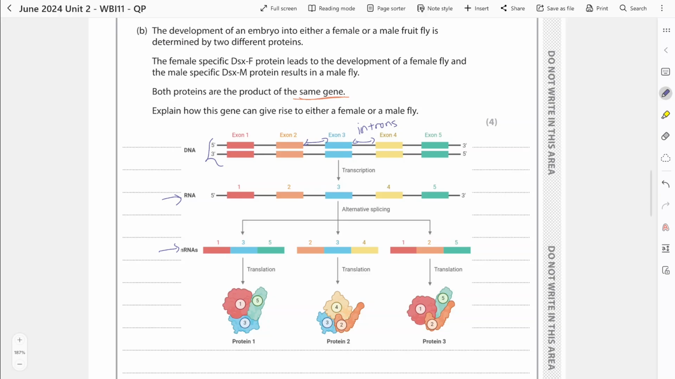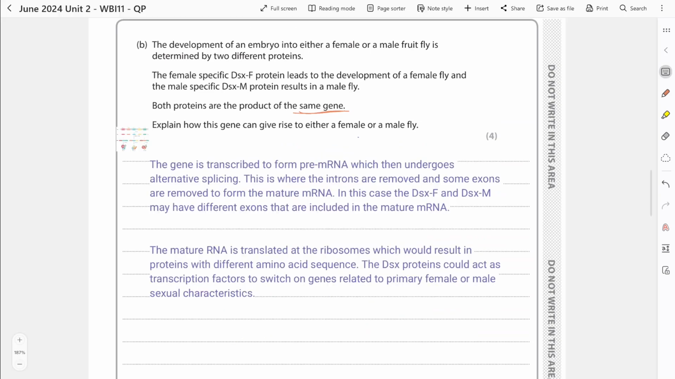So you can see for protein 1, they've included exons 1, 3, and 5. But for protein 2, they've used exons 2, 3, and 4. And protein 3, they've used exons 1, 2, and 5. So for the same gene, you can make different proteins. So we can say that once the gene is transcribed to form pre-mRNA, it then undergoes alternative splicing. Let me just write that down. Alternative splicing, or you can say post-transcriptional modification. And then we can say the introns are removed.